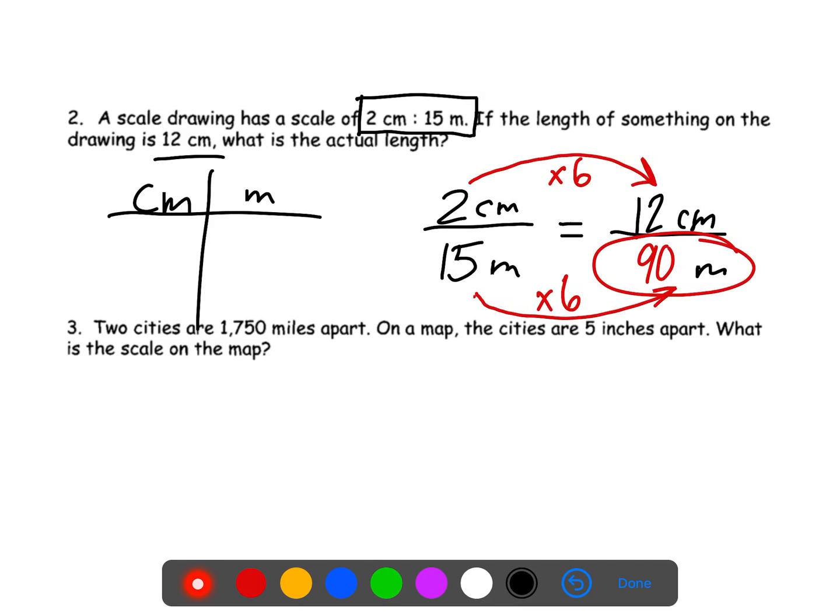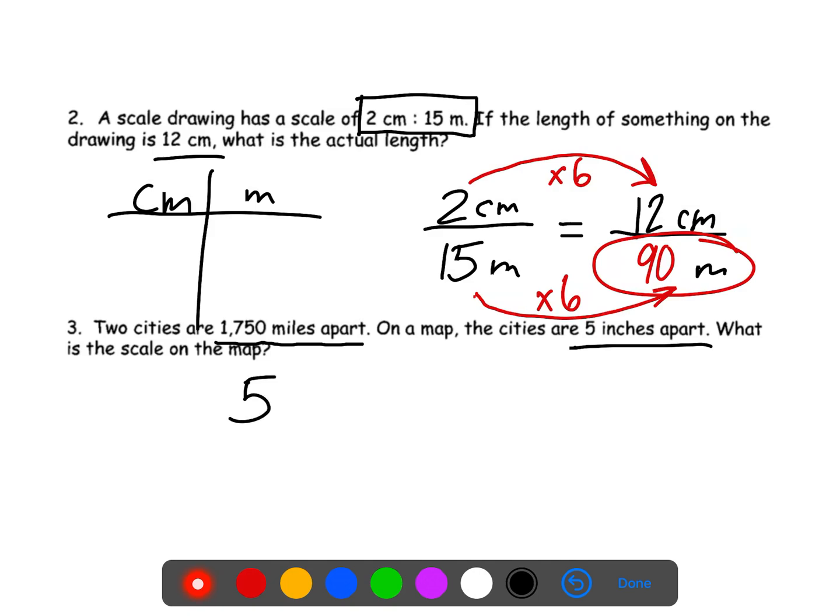Next question, two cities are 1,750 miles apart. On a map, the cities are 5 inches apart. What is the scale on the map? This one has us finding the scale. One easy way to tell is they only give us 2 numbers here in the problem. In the last problem, we were given the scale and something to calculate, something to find. Here we only have 2 numbers that are representing the same thing. We have 5 inches on a map and 1,750 miles between the cities. So that's the scale that we're given.